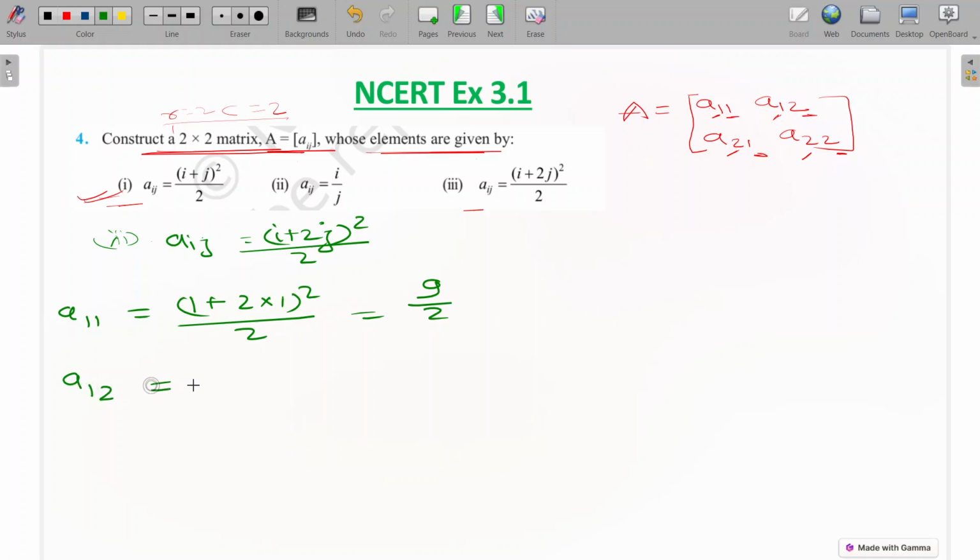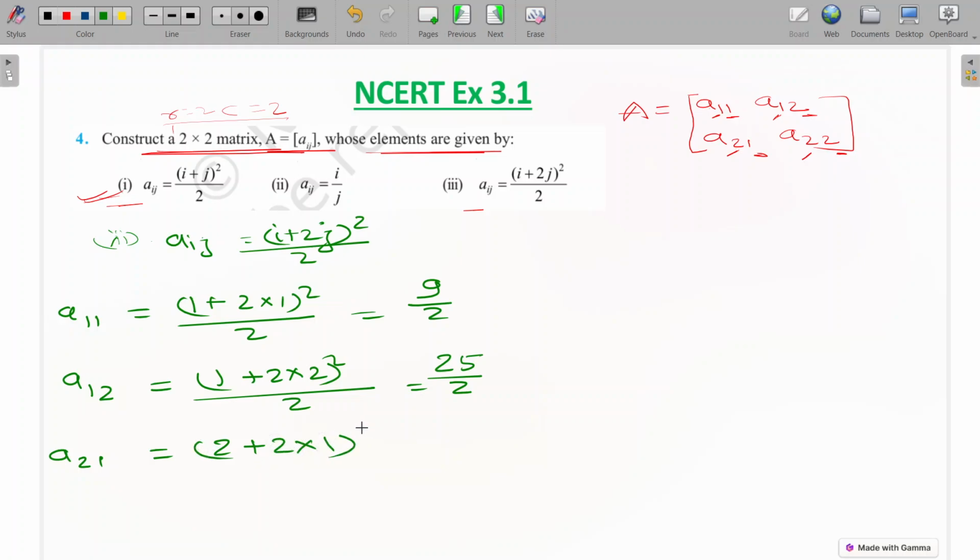A12, put i as 1 and j as 2. (1 plus 2 into 2) whole square by 2. It's like 1 plus 4, which is 5. 5 square is 25, so 25 by 2. Now A21 is (2 plus 2 into 1) whole square by 2. It's like 2 plus 2 is 4, 4 whole square is 16, 16 by 2 is equal to 8.